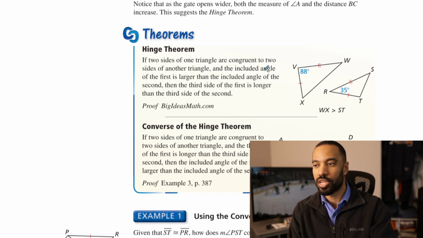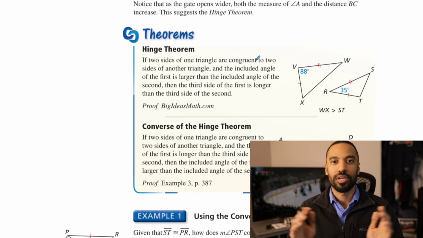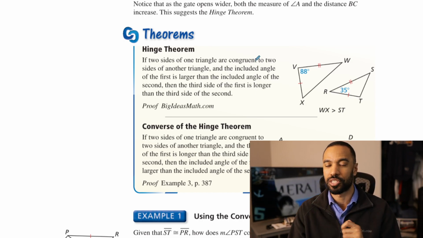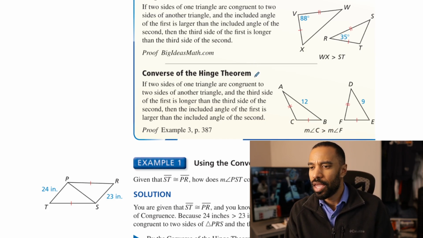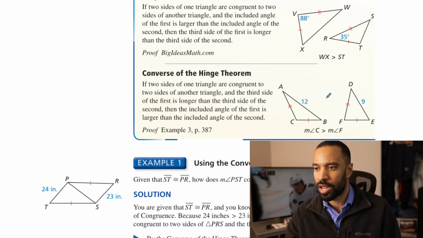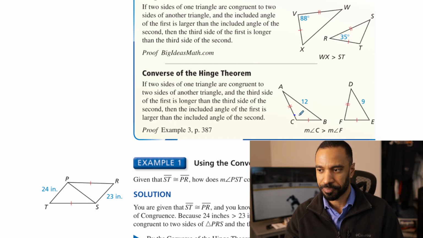So that's what the hinge theorem is suggesting to us: that a larger angle will mean a longer side when you compare two triangles, that one side will be longer than the other. The converse should say the other way. If two sides of one triangle are congruent to two sides of another and the third side is longer, then the angle would be larger for the longer one.